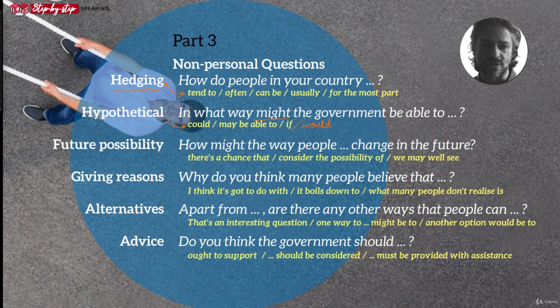Then the next one is, and hypothetical typically comes with if they could do this, it would. So future possibility and hypothetical situations are very closely related, in fact, and you'll see this. So how might the people change in the future? There's a chance that, there's a possibility that, we may well see.